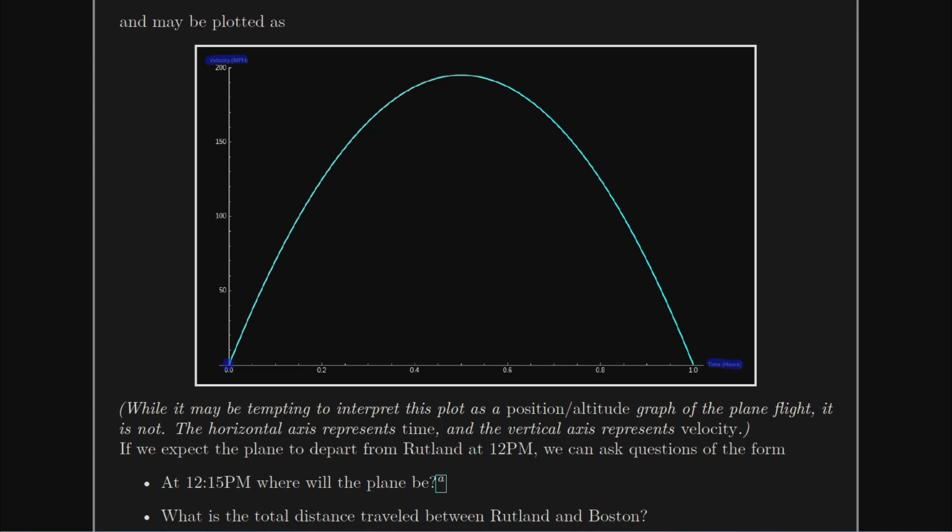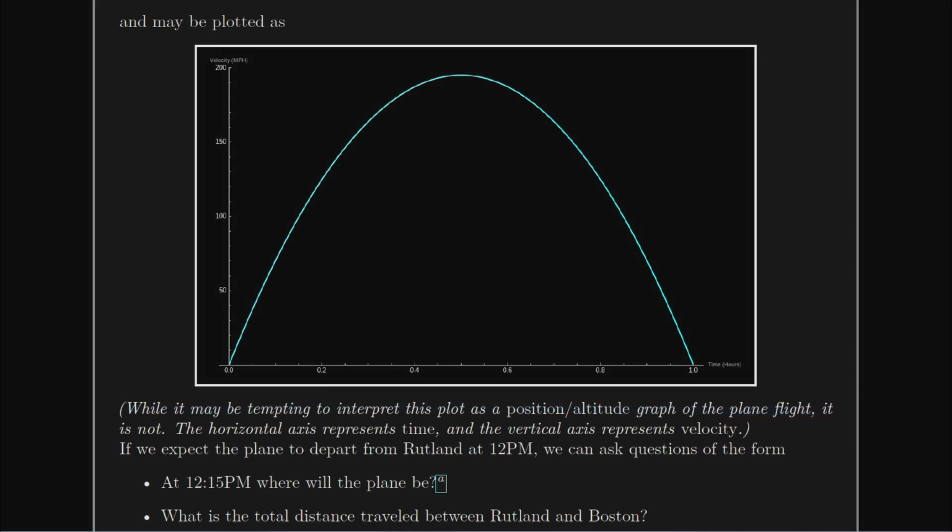So you can see if we leave at one specific time, maybe half an hour later, our velocity peaks at around 200 miles an hour, and then it starts to go back down. Makes a lot of sense. You're going to start flying, you're going to increase your speed, but then eventually you decrease your speed. Now I do have this little remark. It may be tempting to think about the plot as a position altitude graph of plane flight. No, this is not describing the altitude. That's just saying we have a high velocity halfway through our flight.